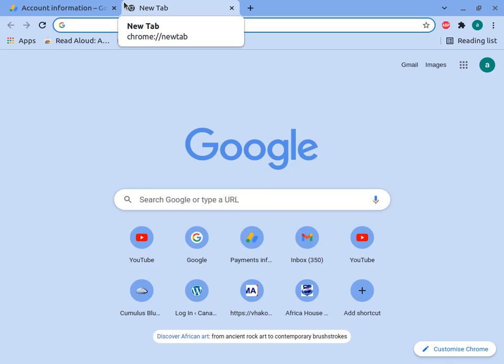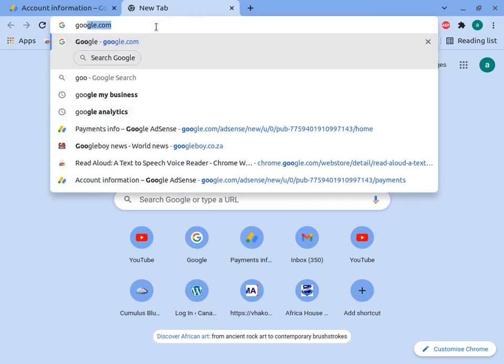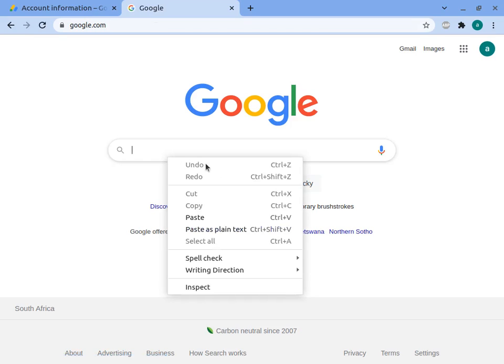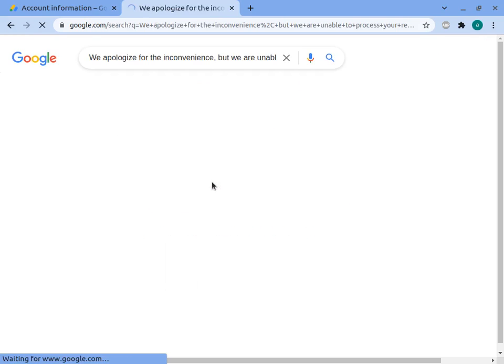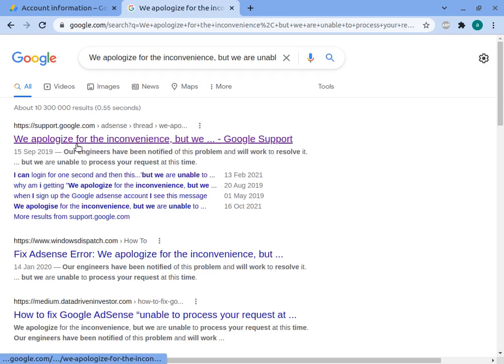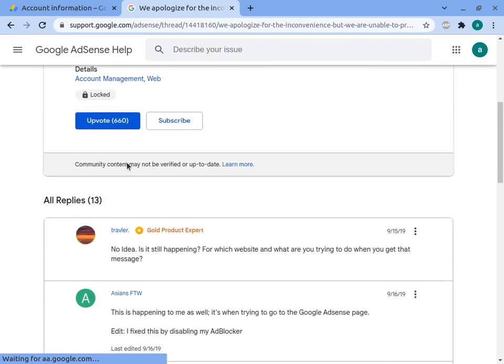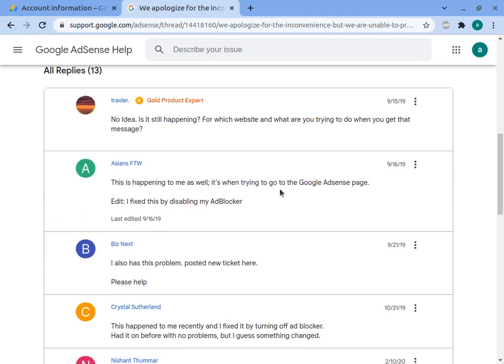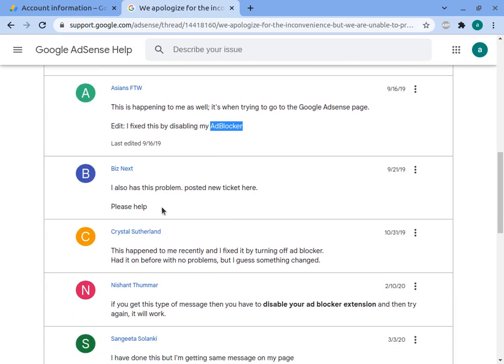That's it. To fix this, I also read about another article here. Let me show you, because maybe you have a lot of issues and my solution doesn't fix that. Go to Google and see, because I read here and this guy said he fixed this by disabling his ad blocker. So this ad blocker, that's what I did. I also have a problem, so I posted a new ticket here.